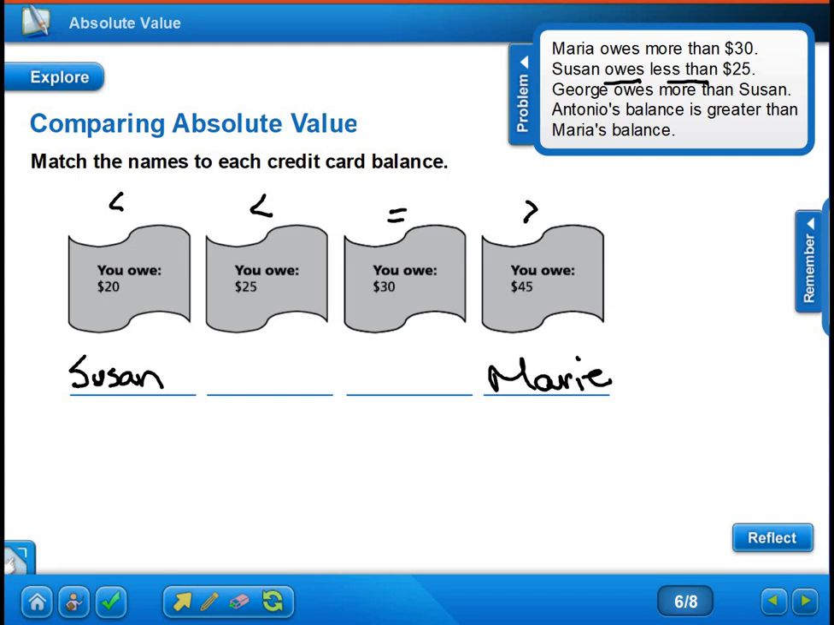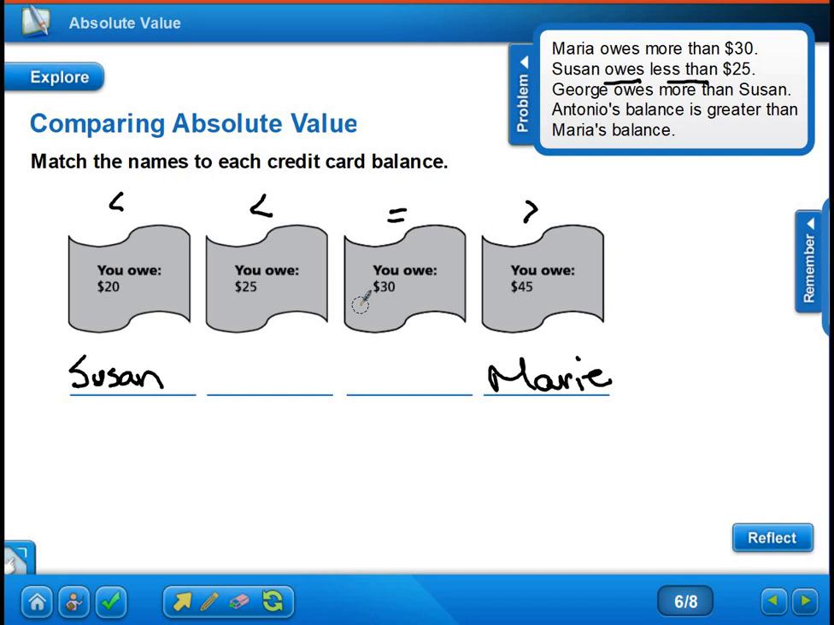George owes more than Susan. So if George owes more than Susan, his option is 25 or 30, both of which are correct. Antonio's balance is greater than Maria's balance.